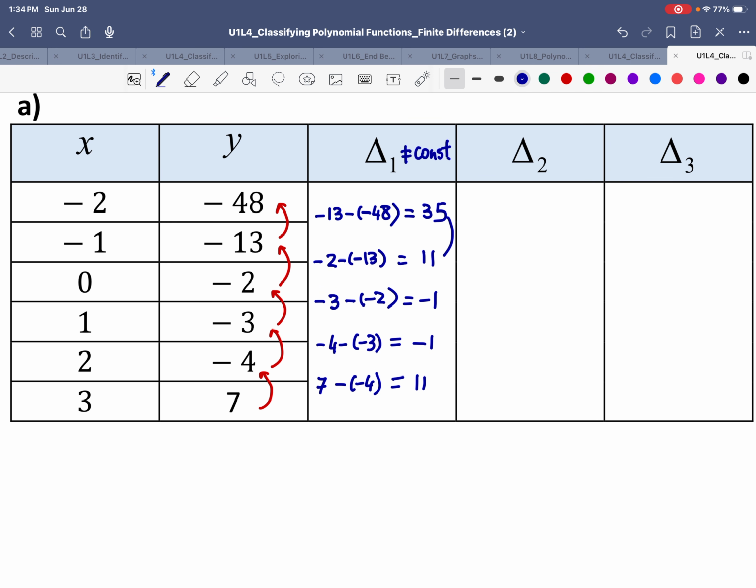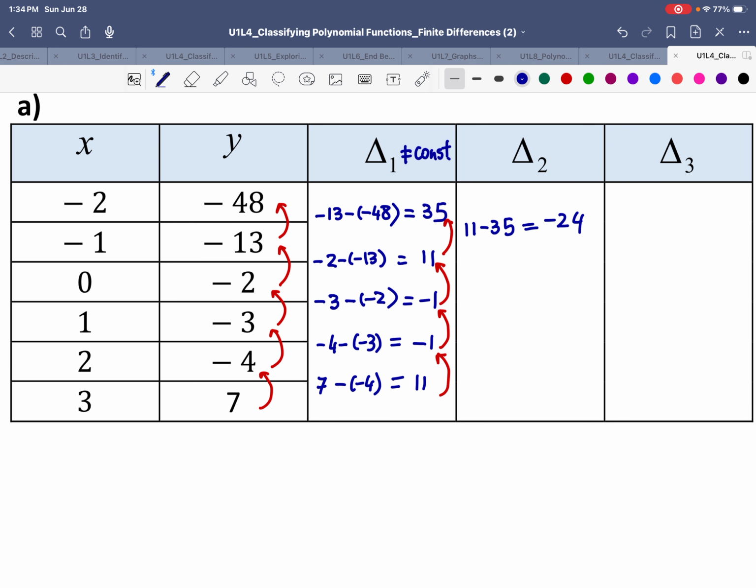So 11 minus 35, negative 1 minus 11, negative 1 minus negative 1, and 11 minus negative 1. Let's see how this works. So we have 11 minus 35, and 11 minus 35 will give negative 24.